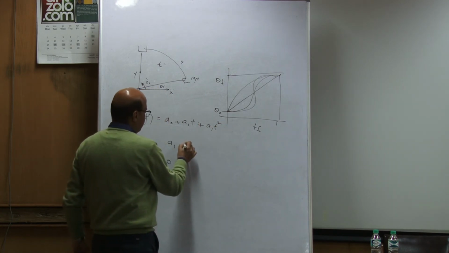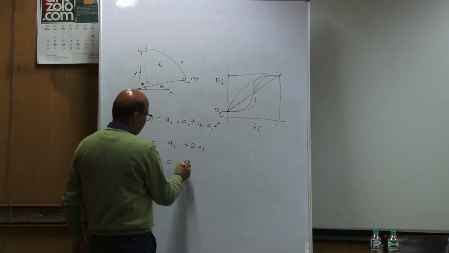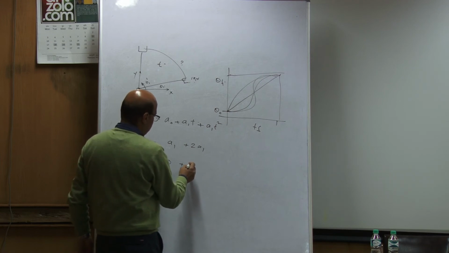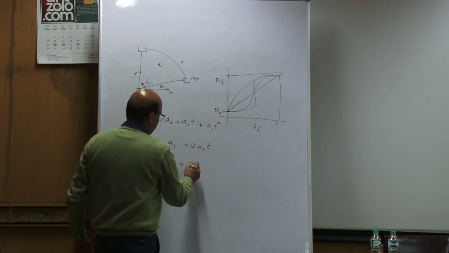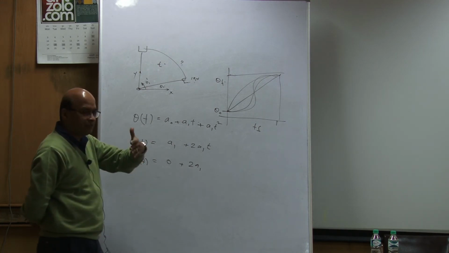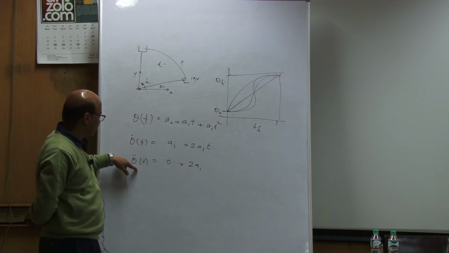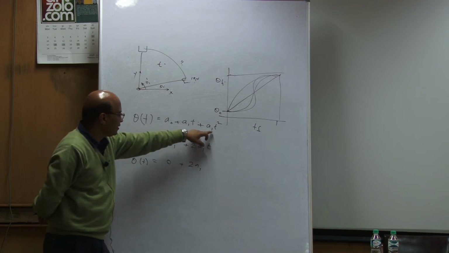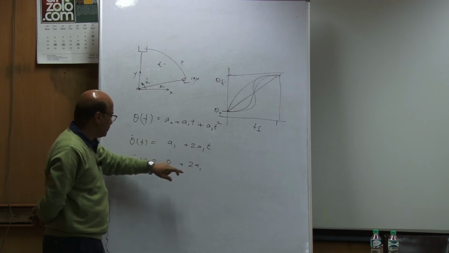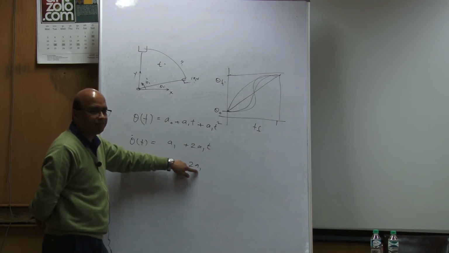Now what it becomes is twice A1, and this becomes equal to plus A1T, this becomes twice A1, because a physical body must have position, velocity, acceleration. Okay. So position, velocity, acceleration. So if I put a square term here, what will happen is, this will become constant, twice A1 is a constant. Okay.